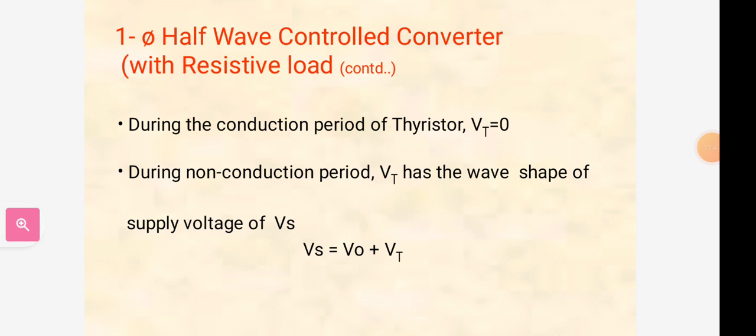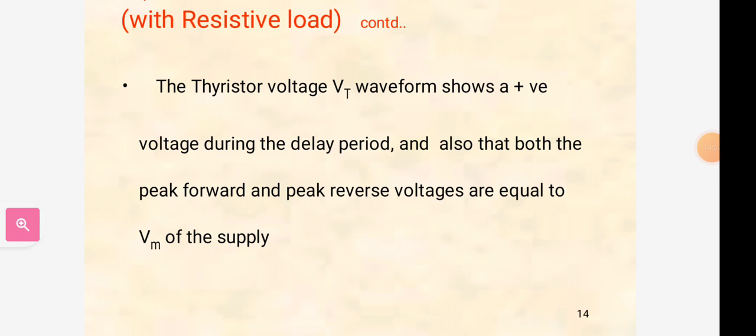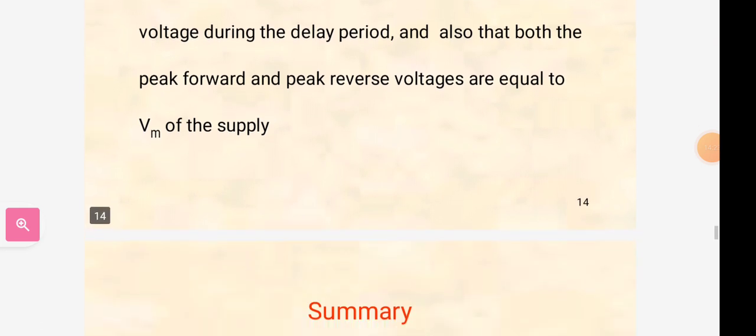During the conduction period of the thyristor, Vt is equal to 0. During the non-conduction period, Vt has the wave shape of the supply voltage Vs. Vs is equal to V naught plus Vt. In this, the thyristor voltage Vt waveform shows a positive voltage during the delay period, and both the peak forward and peak reverse voltages are equal to Vm of the supply.